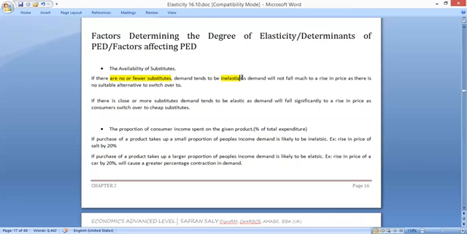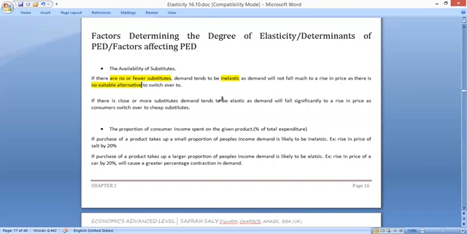Now for example, take petrol. You don't have a substitute. So even if the petrol price goes up, people will still demand it. The demand may not fall by a large extent. It will only fall by a small extent. Demand is less responsive because there is no suitable alternative for people to switch to.